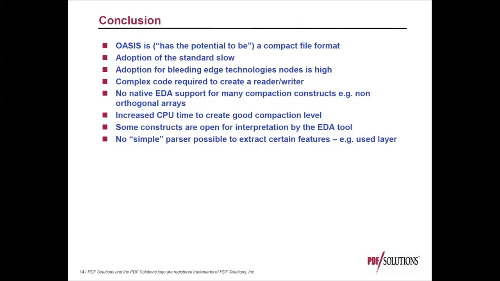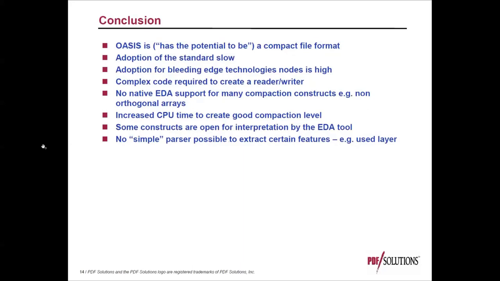The conclusion is, OASIS for sure has, or has the potential to be, a super compact file format. There's no question about it. Adoption is slow, and for certain technology nodes it's not necessary because files are not so big, so it really doesn't matter whether you use OASIS or GDS2. But for bleeding edge technology nodes, I see more and more coming because files are just simply, I mean, if you deal with a 300 gigabyte GDS file, it's just too big. It's for sure not an easy task to create a good reader and writer.